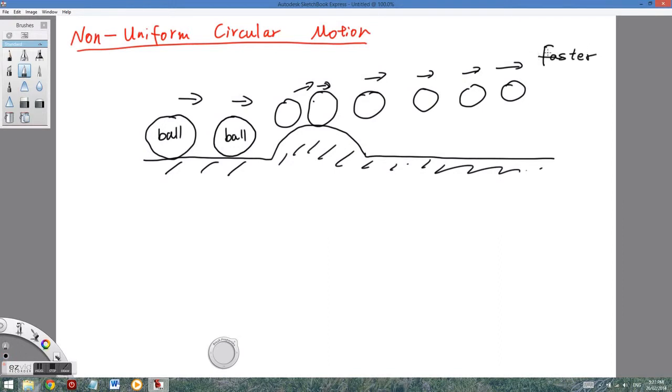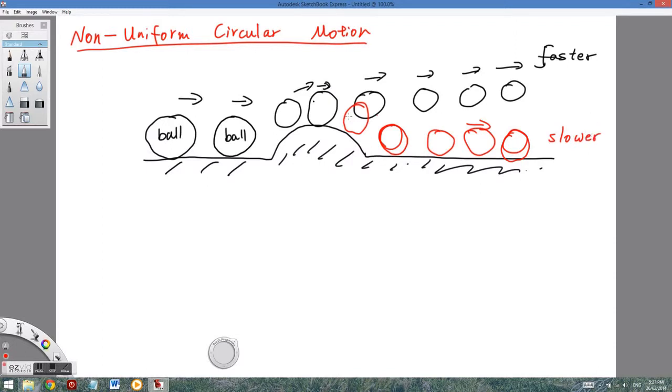However, if I roll this ball a little bit slower, but reasonably slow, so it still comes on top of the hill, then it will roll down. It will keep in contact with the ground. So that's a little bit slower.